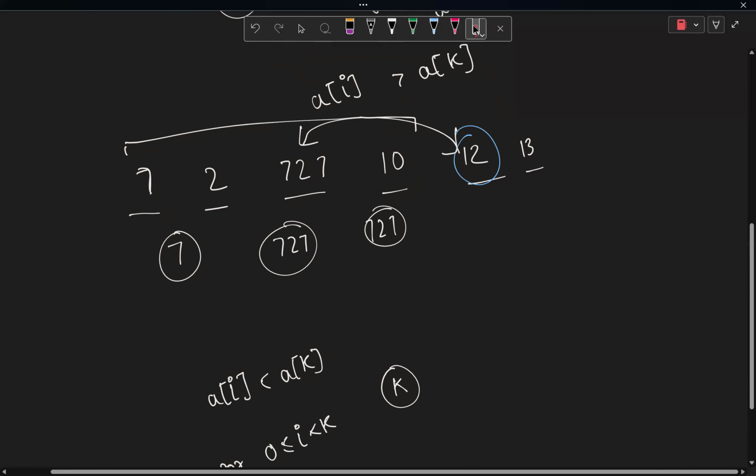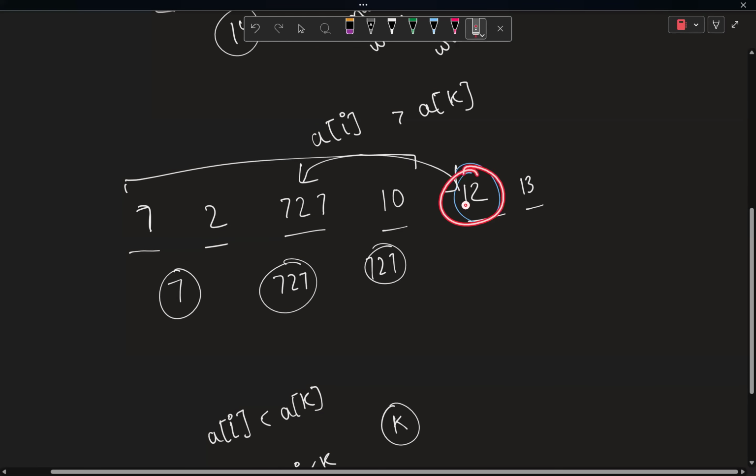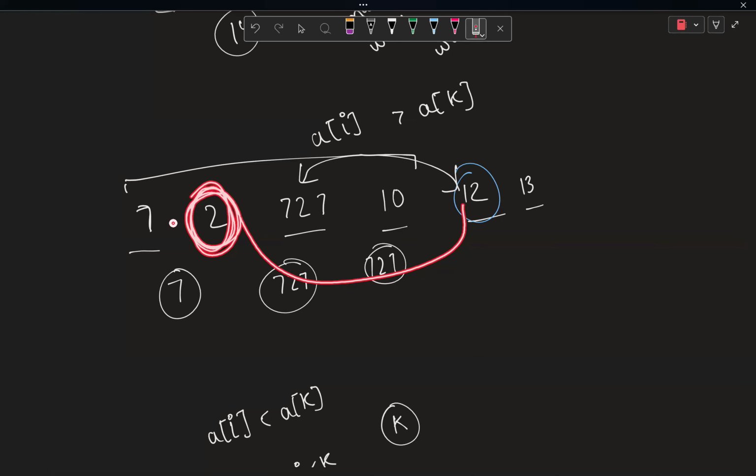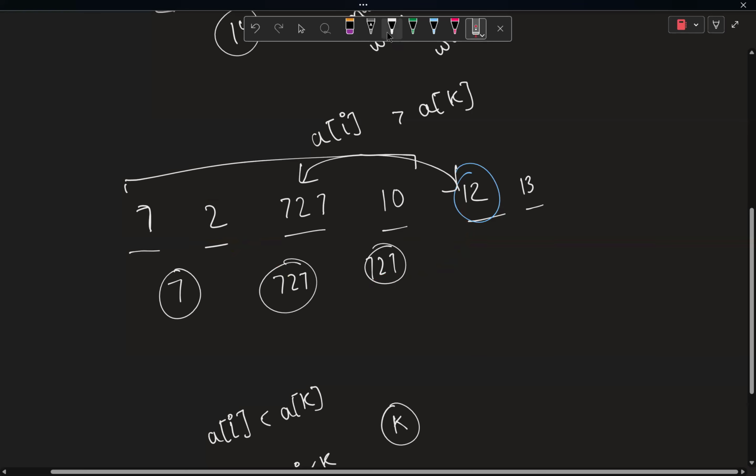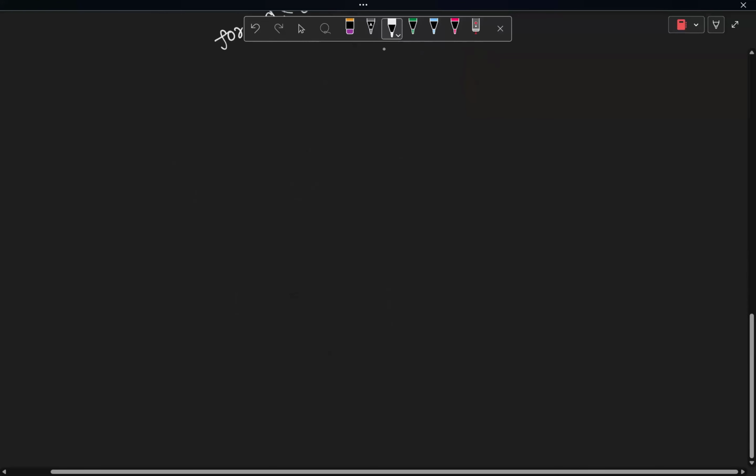Now, the next question. Should I swap this 12 with this 2? Will it ever make sense to swap with the 2? Right now, it does make sense, but it might not make sense in all the cases. Let me take a simpler case actually.